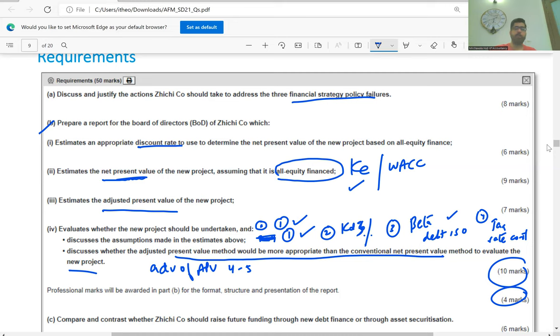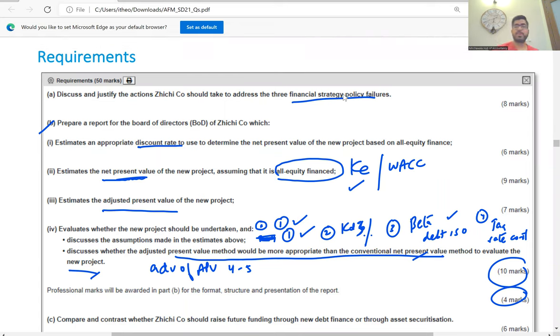Now, out of 10 marks, we have got 1 mark and then 3 marks, for example, 4 marks. 6 marks are left. And these 6 marks are for discussing whether the APV method should be more appropriate than NPV. So these are just the advantages of APV. They're written in the text as well, that the NPV method misses many important parts. Like when you are borrowing something, you get a tax benefit on those borrowings, but the NPV method fails to consider that.